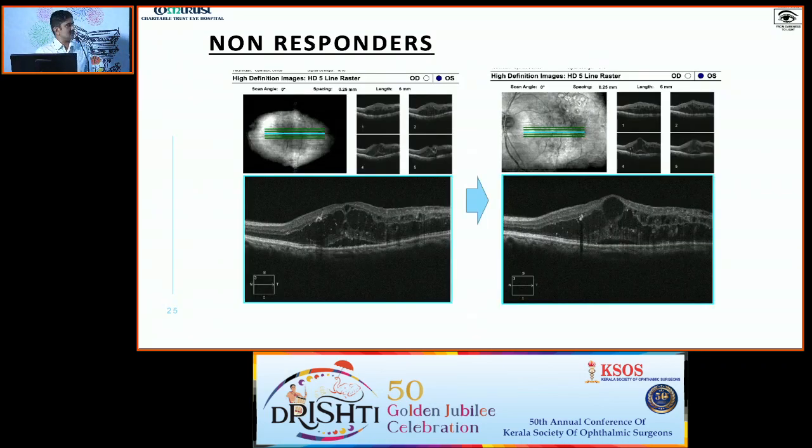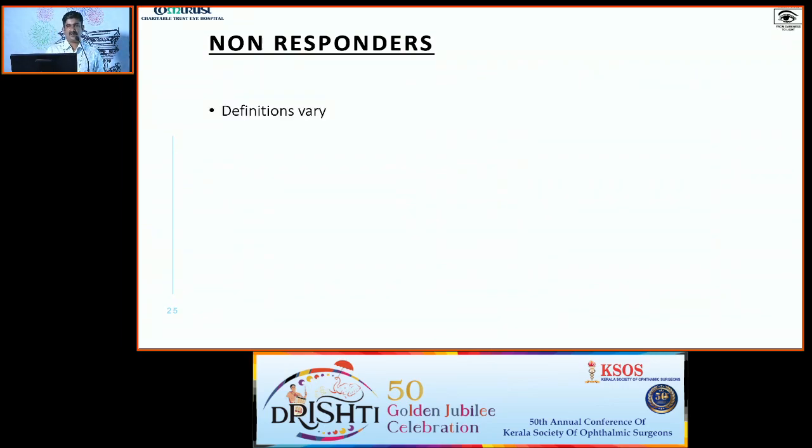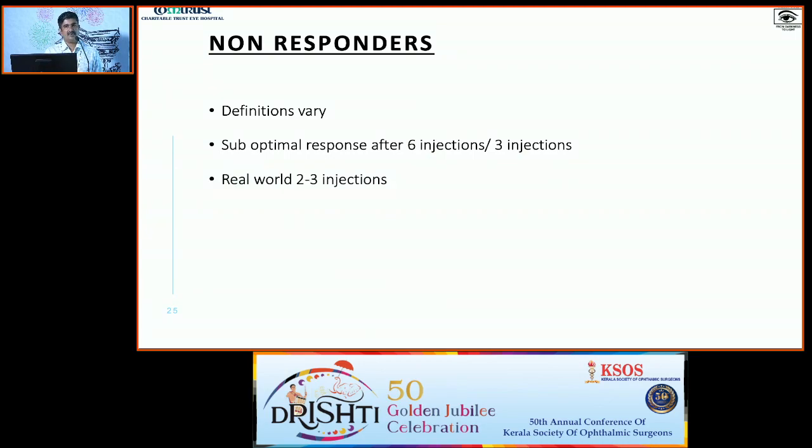Then comes non-responders, like this case where after injection actually it has worsened. Non-responder is a very difficult definition because many clinical trials have asked us to wait for 6 injections before we call them non-responders. But in a real world scenario, we would call them non-responder after 2 to 3 injections if we are seeing either less than 10% improvement or less than 5 letter gain in vision. Then it is known as a non-responder.